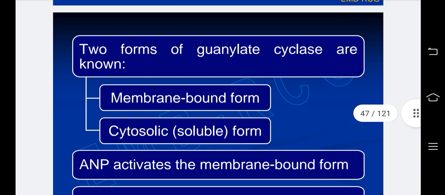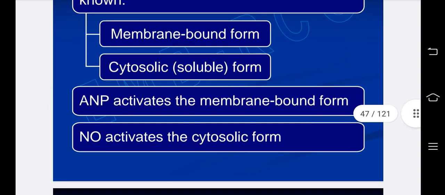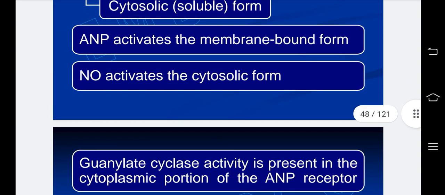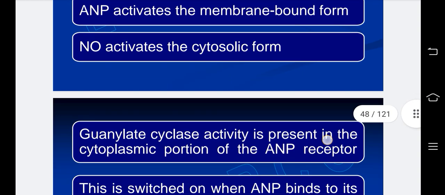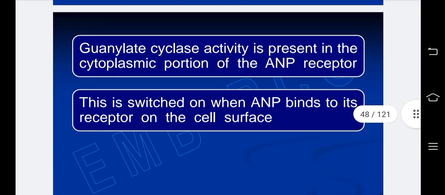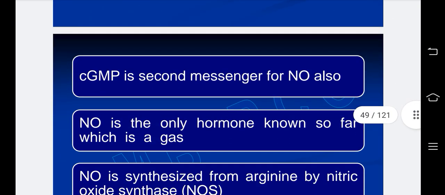Two forms of guanylate cyclase are known: membrane-bound form and cytosolic soluble form. ANP activates the membrane-bound form. NO activates the cytosolic form. Guanylate cyclase activity is present in the cytoplasmic portion of the ANP receptor. This is switched on when ANP binds to its receptor on the cell surface.